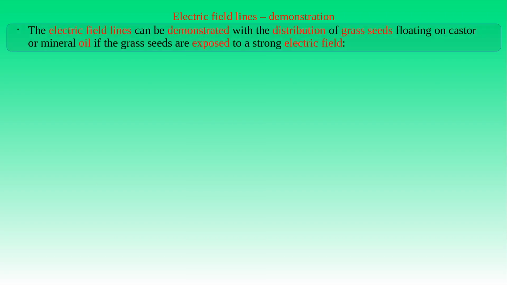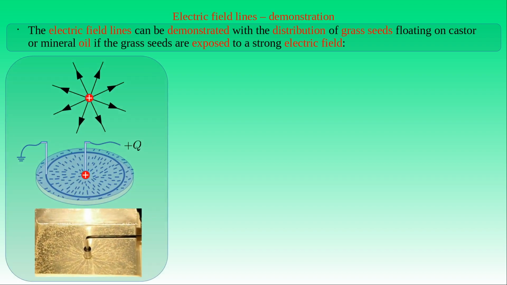In a simple experiment, the electric field lines can also be demonstrated with the distribution of grass seeds floating on castor or mineral oil, if the grass seeds are exposed to a strong electric field. In the first example, we can study the field lines around a point charge. Here a small container is almost completely filled with castor or mineral oil and grass seeds. We connect the metal ring in the figure, or the container in the photo, to the ground, and charge the metal cylinder placed in the middle of the container.